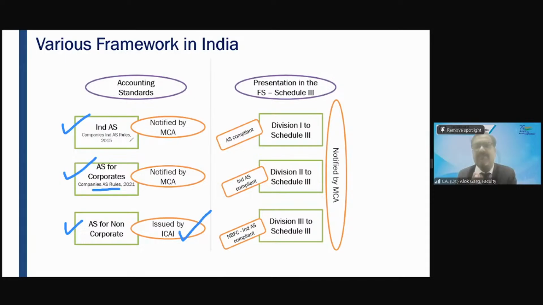And among companies, for a few companies AS is applicable, for a few companies Ind AS is applicable. So we will cover in the roadmap for implementation of Ind AS on which entities Ind AS is applicable. But as of now, you have understood that there are two sets of standards in India, AS and Ind AS. AS is what you have read in CA Inter, and Ind AS is what you are going to learn in CA Final, right? Very good.